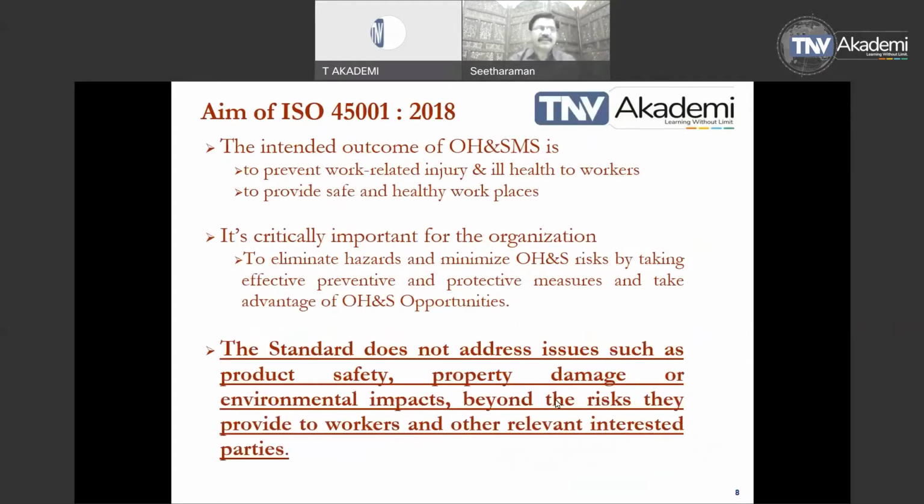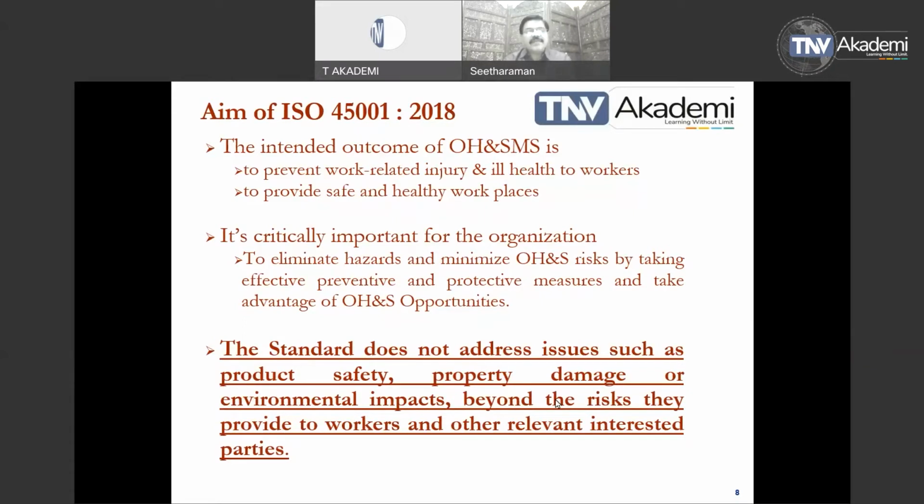The aim of ISO 45001 is otherwise called the intended outcome. That means if I implement this standard, what is the result coming out of it? That is two things. One is to prevent work-related injury and ill health to workers. That means people should not get injured while working, and also they should not get any chronic problems at a later point of their life. They may not have any ill health because of the operations which they are involved in at the factory. That's what we call ill health.